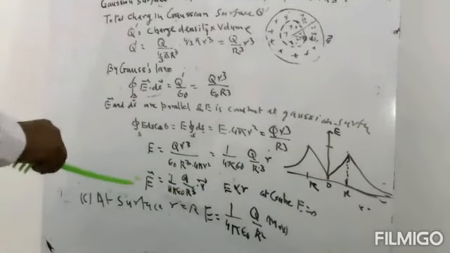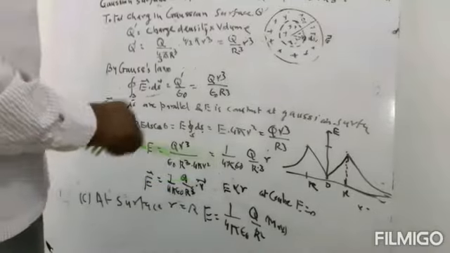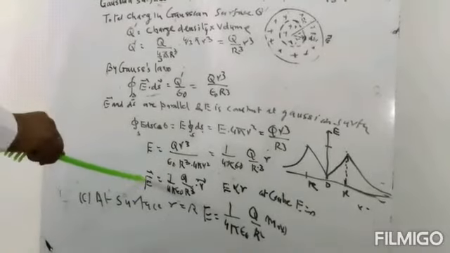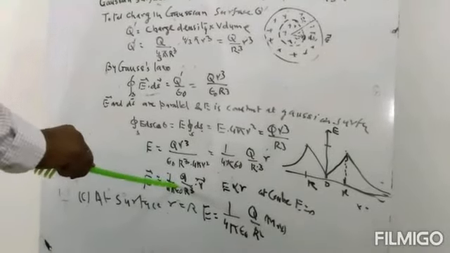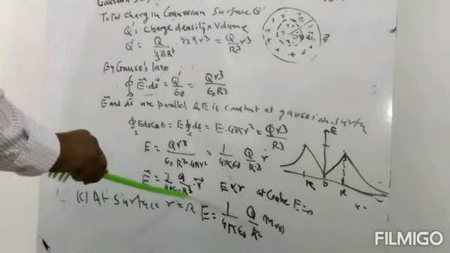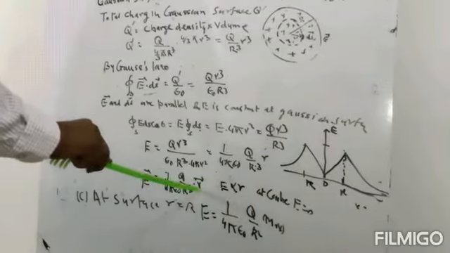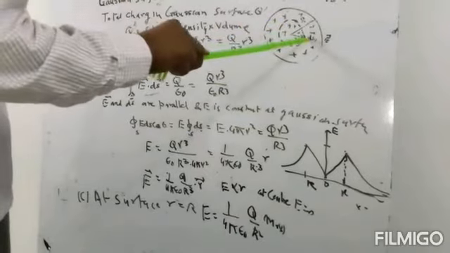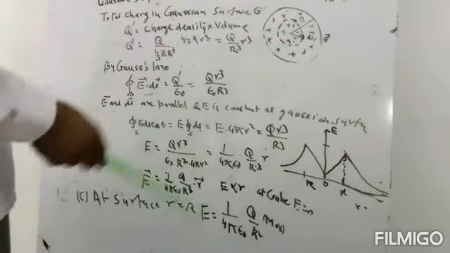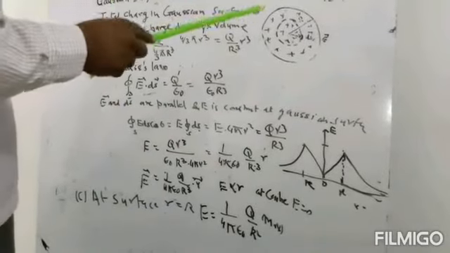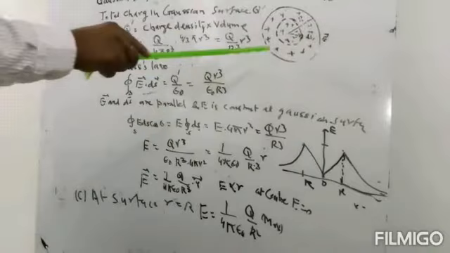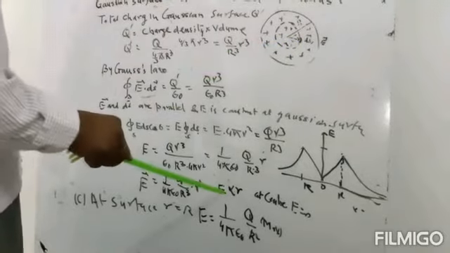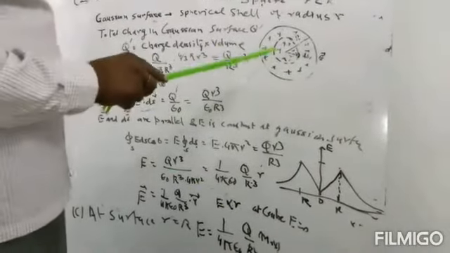So the electrical field will be proportional to small r, meaning the distance from the center. In vector notation we can write the electrical field E will be equal to 1 by 4 pi epsilon 0 q divided by capital R cube into r vector. It shows that the electrical field will be proportional to the radius of the Gaussian surface, or distance from the center, inside the non-conducting sphere. Now at the center, what will happen? Small r will be equal to 0. So the electrical field will be 0 at the center.